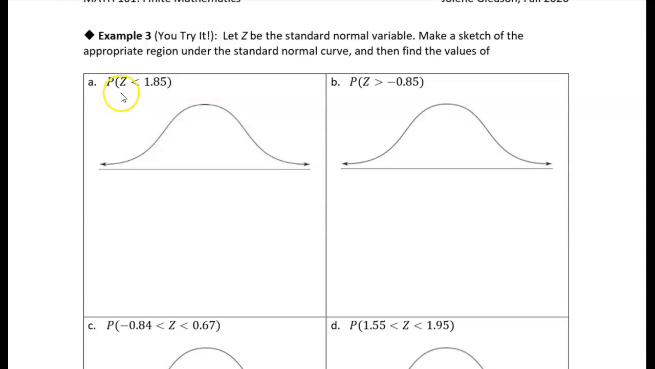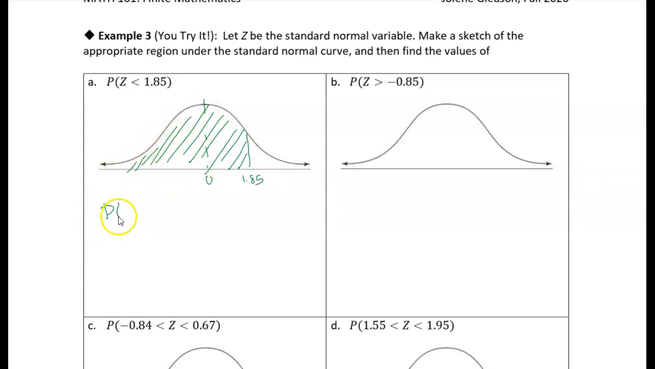We're looking for the probability that a z-score is less than 1.85. So z is less than 1.85 standard deviations from the mean. I know the mean of the standard normal distribution curve is at 0, so 1.85 is maybe about here. What I'm looking for is the area, right? The area under the probability density function is the probability. So I'm looking for this area.